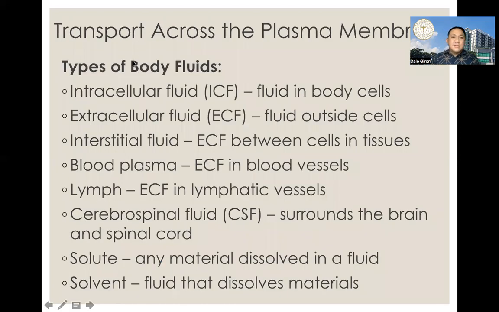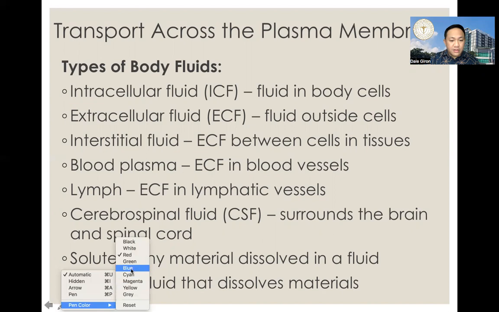Okay, right. So next is the transport across the plasma membrane. This is what I'm talking about. You cannot just easily go from outside to inside. So let's first define, or let's discuss, some of the body fluids. Now, when you say ICF, or the intracellular fluid, from the name itself, they are the fluid inside the body cell. When we say extracellular fluid or ECF, they are your fluid that can be seen outside of the cell. As the name implies, extracellular, outside of the cell.